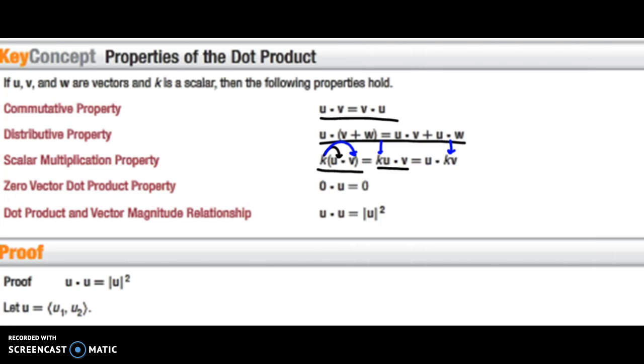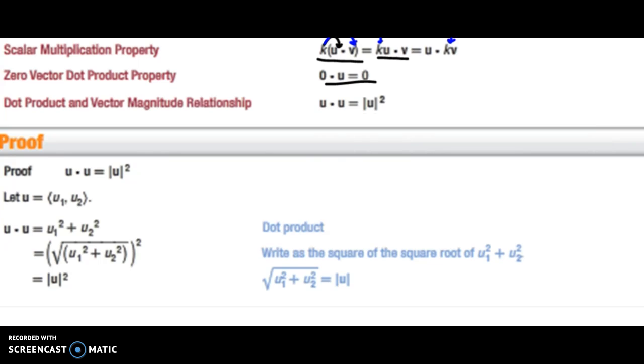A little bit different. The zero product property of the dot product says that 0 times anything is equal to 0, which is good. It means that the 0 vector adds up to 0. But a 0 vector is not orthogonal to any vector because it has no magnitude. Finally, the last one, the dot product and vector magnitude relationship, says that if you find the dot product between the same vector, it's going to be equal to the magnitude squared. And there's a proof of it right there. Kind of helps you out, but not necessary to keep memorized.